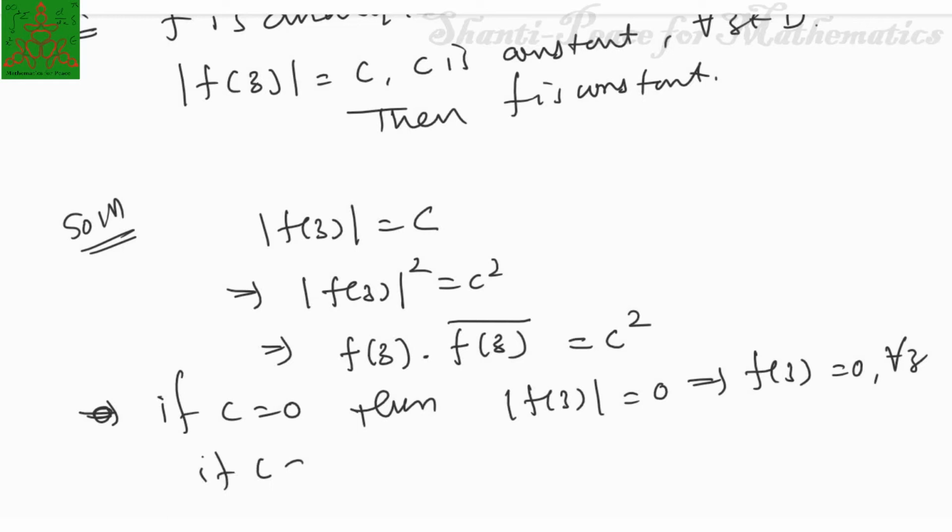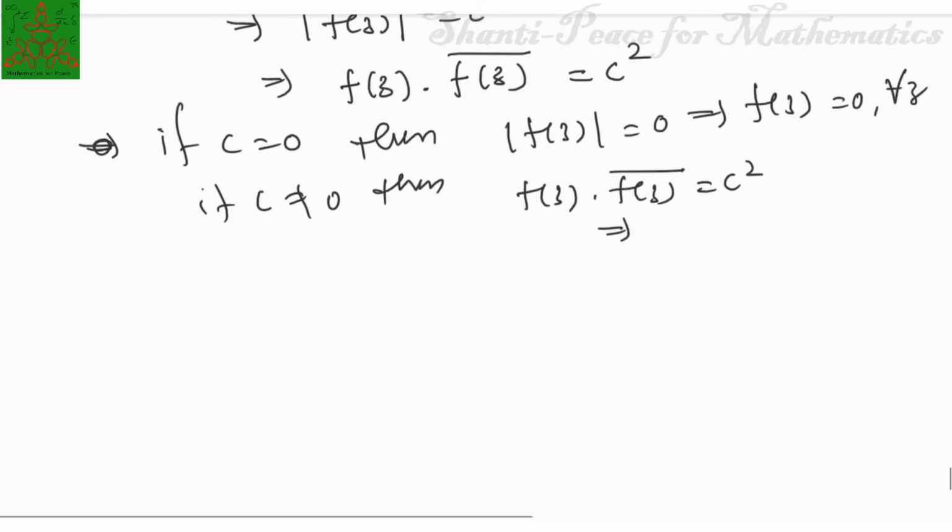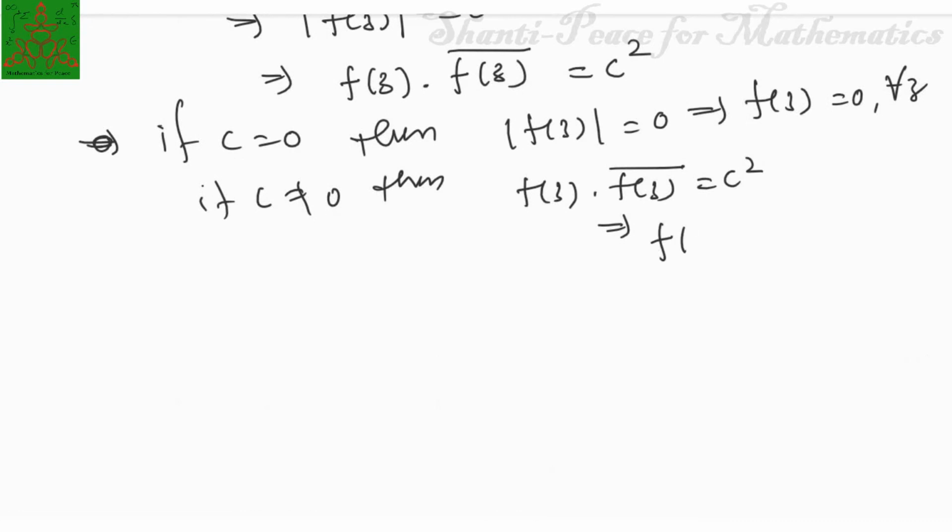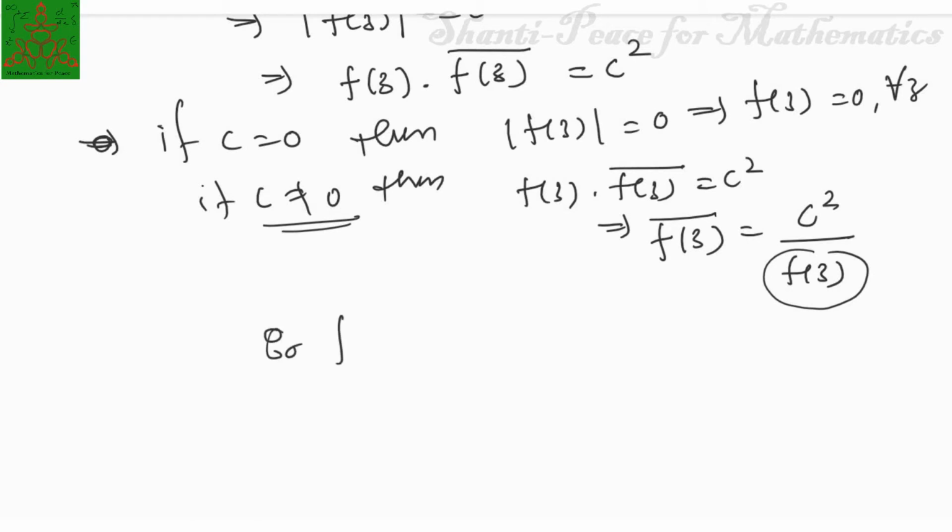If c is non-zero, then you will have f of z into f of z bar equal to c squared. So that will imply f of z bar is c squared upon f of z, because now since c is non-zero, the function is non-zero because its modulus is non-zero. So therefore f of z bar is this. Now since f is analytic, f of z bar is also analytic. Therefore, f of z bar is analytic on D.